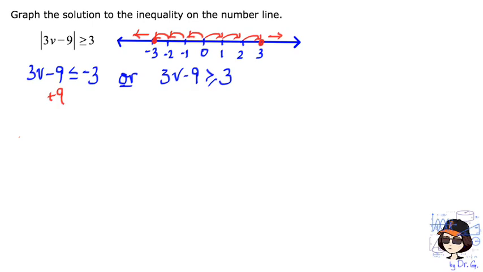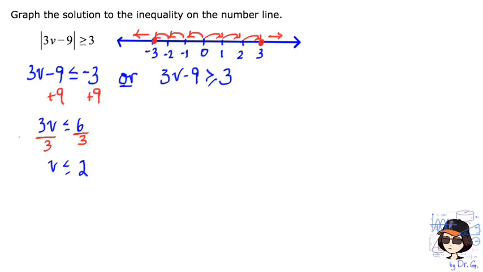So the first one, we just want to add 9 to both sides. And we end up with 3v is less than or equal to positive 6. And then we want to divide both sides by 3. And because 3 is positive, that means we do not have to reverse the inequality. So we just end up with v is less than or equal to positive 2. We didn't have to reverse the inequality because we divided by a positive.